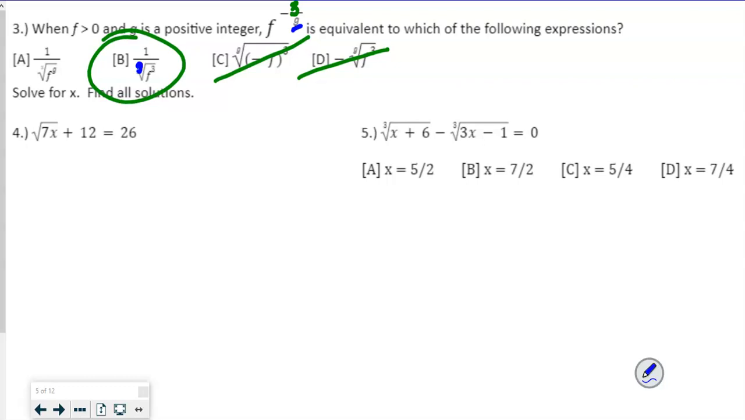All right, so on this next one, we're going to go ahead and say the square root of 7x. We're going to subtract the 12 from both sides, right? So that's going to be 14. What are we going to do to both sides? We're going to square both sides.